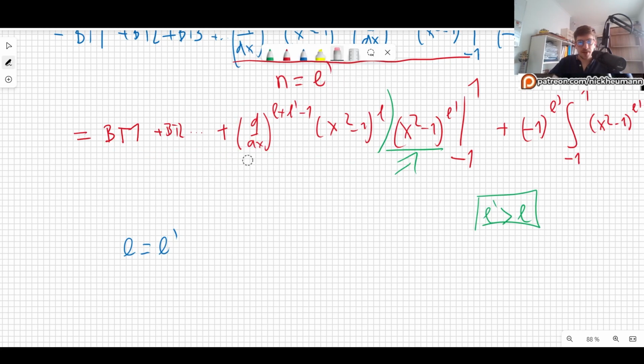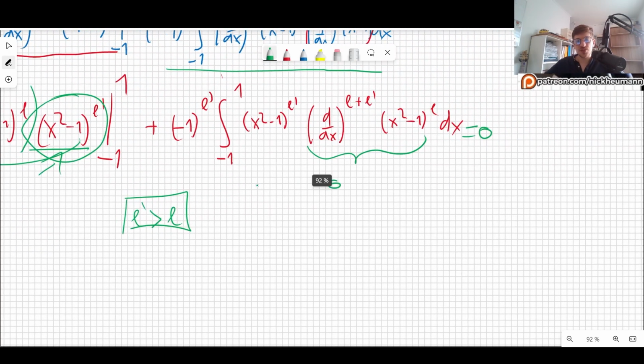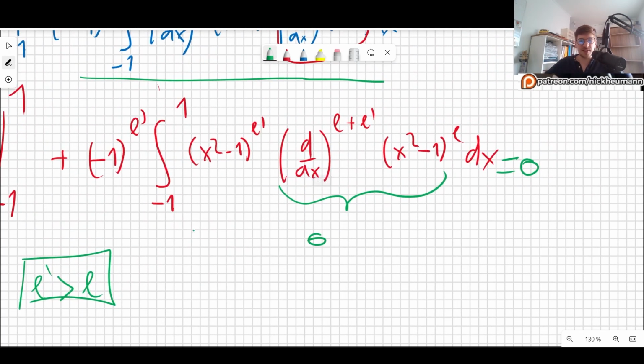So now the boundary terms, well, they are still 0 because it doesn't really matter what the relation is. You still have these terms lying around. So all of this is still 0 for the exact same reason as before. So now the interesting thing is this integral. So if L is equal to L prime, well, this is going to be L, this is going to be L, this is going to be 2L.